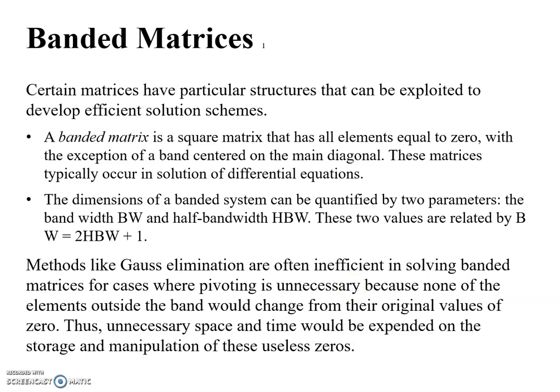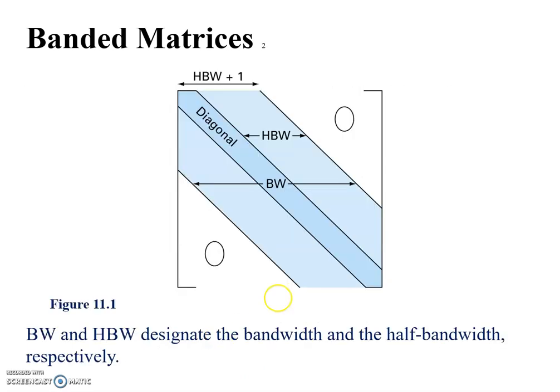Methods like Gauss elimination are often inefficient in solving banded matrices for cases where pivoting is unnecessary, because none of the elements outside the band would change from their original values of 0. Thus, unnecessary space and time would be expended on storage and manipulation of these useless zeros. So this is the concept of the banded matrix. There is the diagonal element, and along the diagonal, one element on one side and another on the other side, so there may be two or three diagonals, but all the other elements outside of this band will be zero.